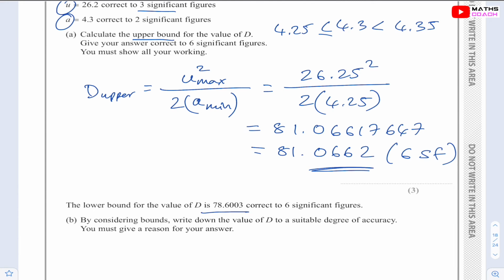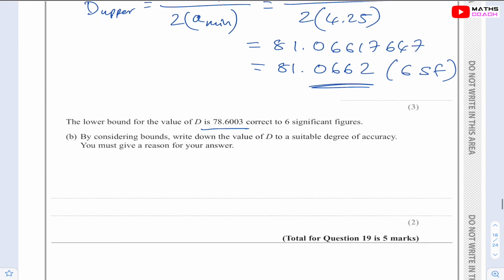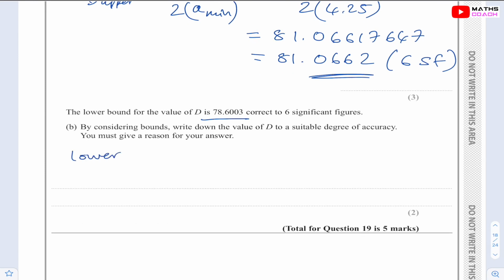Now, the question says the lower bound for the value of d is 78.6003, correct to 6 SF. By considering bounds, write down the value of d to a suitable degree of accuracy and give a reason for your answer. When a question says by considering the bounds, it means to consider the lower bound and the upper bound. Now, the lower bound is given to us as 78.6003 and the upper bound, which we worked out, is 81.0662. If we look at both of these, we can see that if we try to round to 1 decimal place, they don't match.